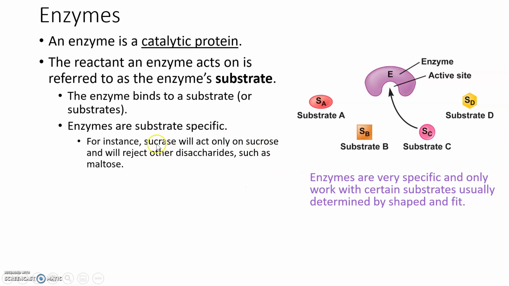So sucrase, the enzyme we looked at on the previous slide, only acts on sucrose. It's built to fit only sucrose, and it'll reject other disaccharides like maltose. It will not break down maltose. You'll notice this a lot in biology.